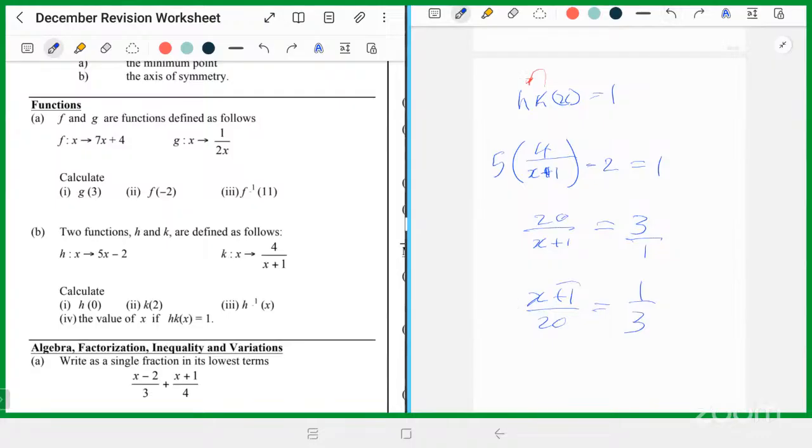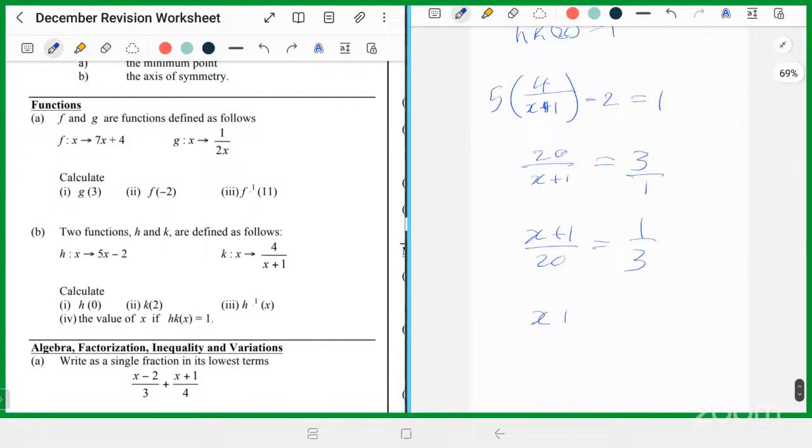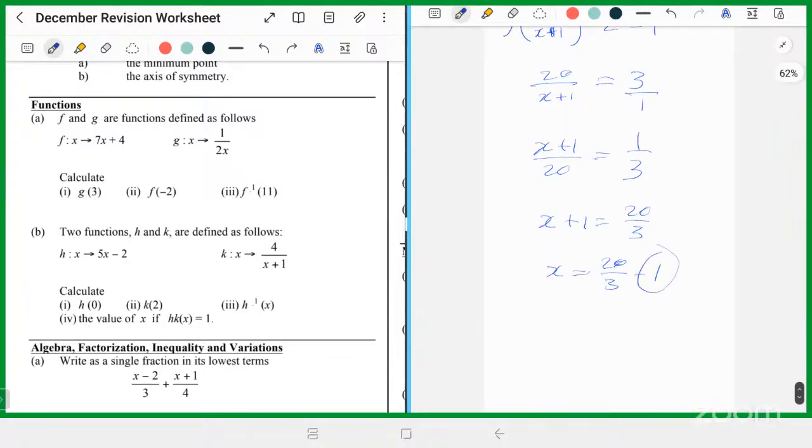Then to leave this as the subject, I can multiply by 20 first and then subtract the 1. Let's multiply by 20 first. So multiplying by 20, I'm going to get x plus 1 equals 20 over 3. I take this 1 and subtract it. We're going to get x equals 20 over 3 minus 1. And then this 1 is the same as 3 over 3.